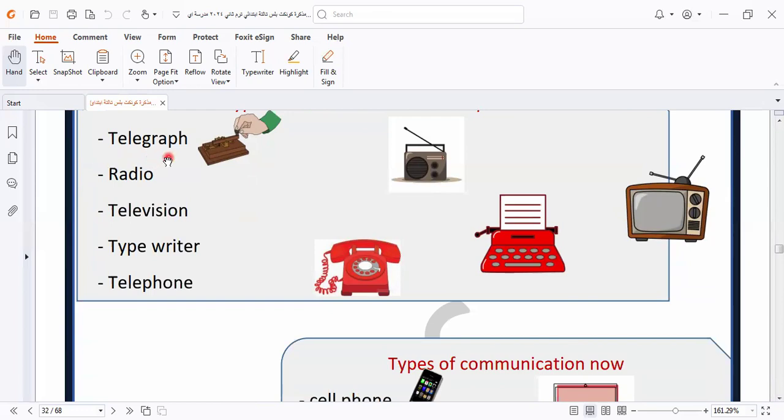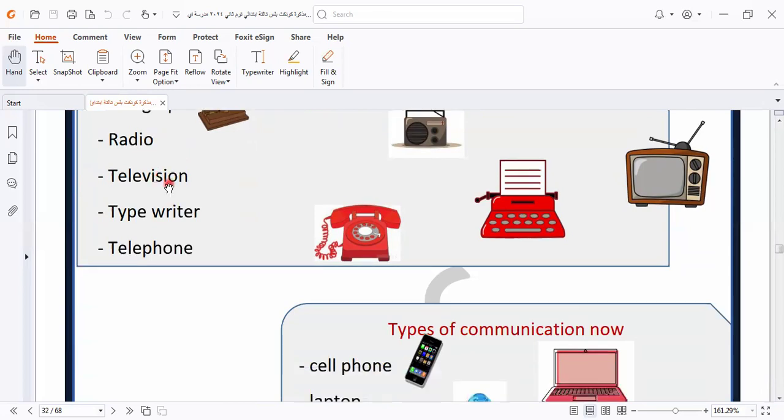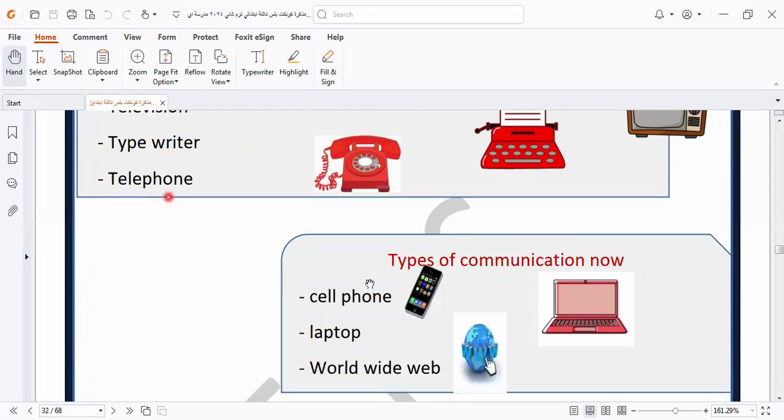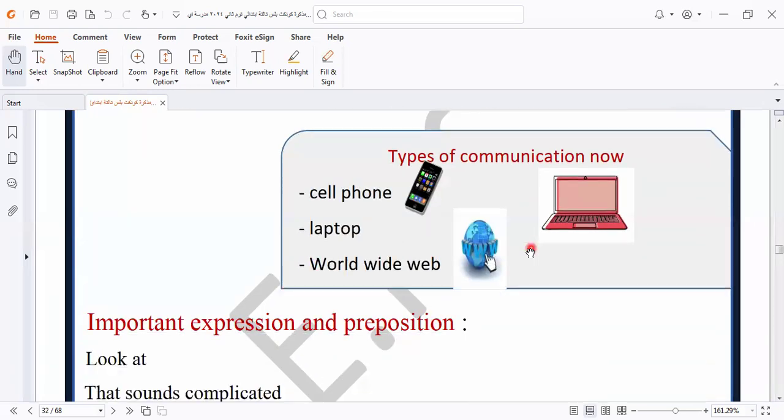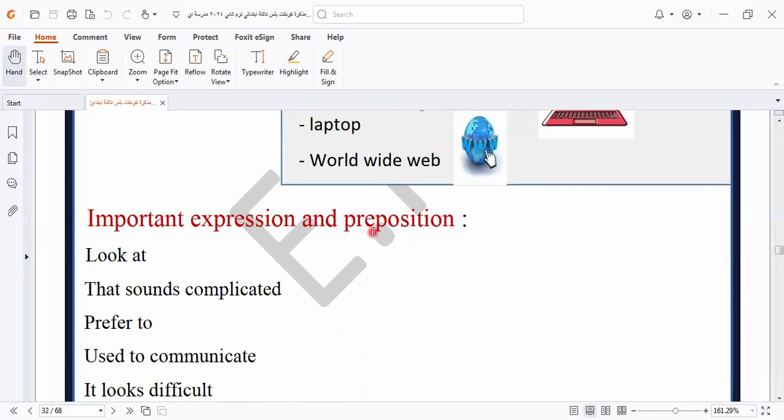Here is the telegraph. Telegraph is a tool used as an old way to send messages to others in different governorates. Radio, we have television, typewriter, telephone. Here are the types of communication now. We have cell phone, we have laptop, we have World Wide Web.